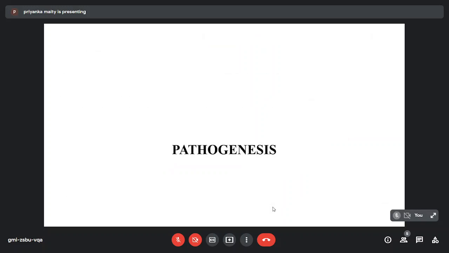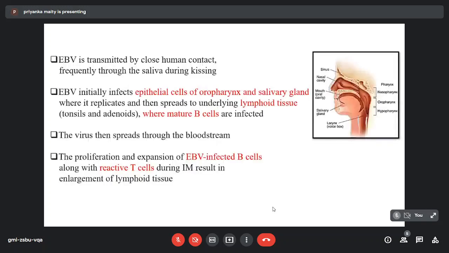Pathogenesis of infectious mononucleosis. EBV is transmitted by close human contact, frequently through the saliva during kissing. EBV initially infects epithelial cells of the oropharynx and salivary gland, where it replicates and then spreads to underlying lymphoid tissue, tonsils and adenoid, where mature B cells are infected.